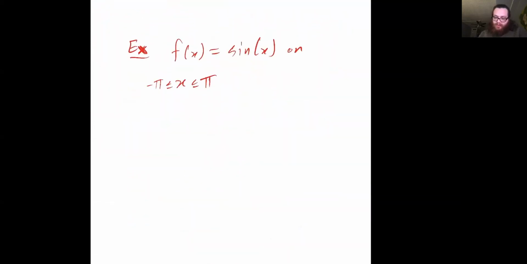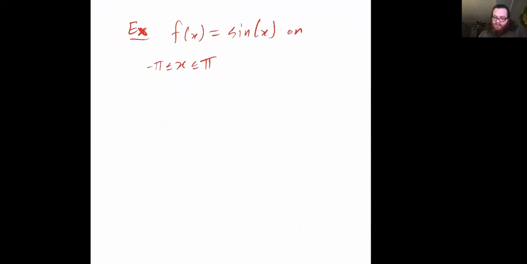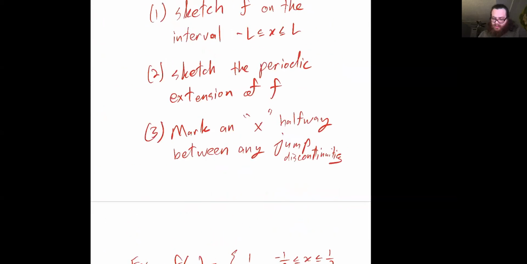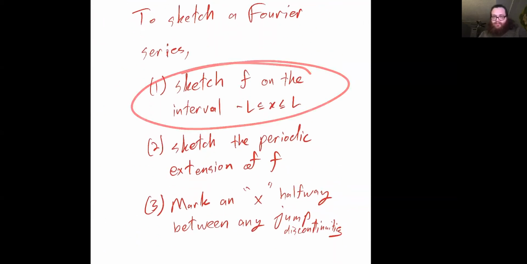So another example, we can do sine of x. One thing to keep in mind is that sine of x is already a periodic function from negative pi to pi. So we'd expect that its Fourier series should just be itself. But that's something that we can check. Okay, so what is sine of x on this interval? Well, something like that. So here we sketched f on the interval.